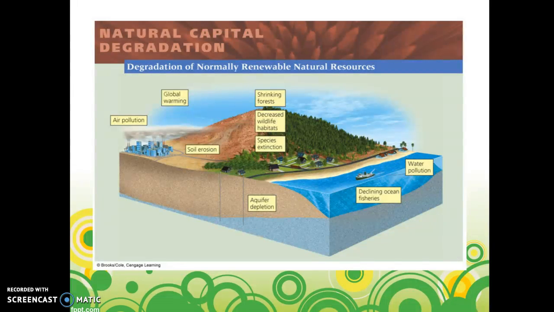So, because of our population growth, a lot of our renewable resources are being degraded. And this is due to a lot of things. This is a figure right out of your textbook, but it highlights the major ways that we are degrading our natural resources. So everything from air pollution, global warming, soil erosion, shrinking forests, decreased wildlife habitats, species extinction, aquifer depletion, declining ocean fisheries, and water pollution. Each of these things, we are actually going to go into a lot of detail throughout the year in AP Environmental Science.